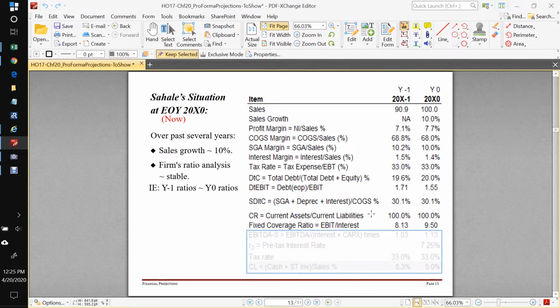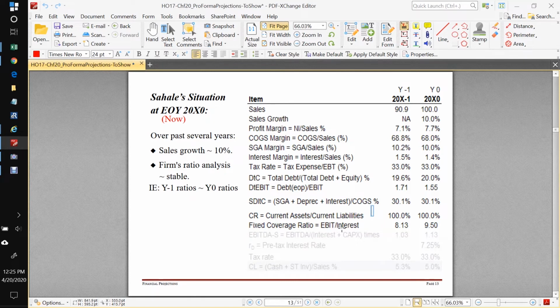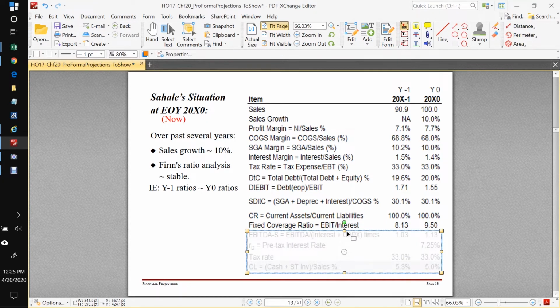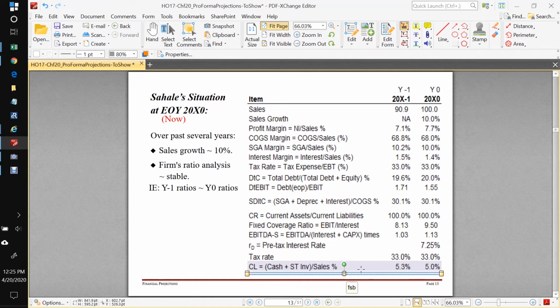Jamie Dimon would be really happy with these guys. Their EBIT, that's the earnings from operations available to pay interest, divided by interest, is 8 or 9 times. So that's looking real good. And we can go through the rest of this stuff here.